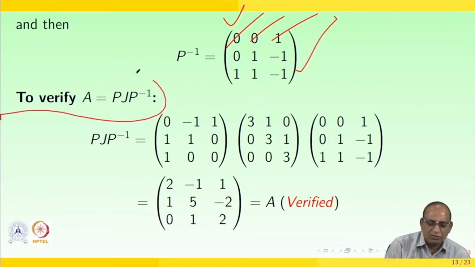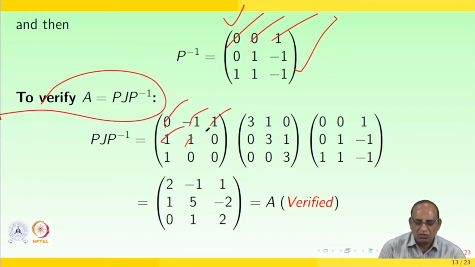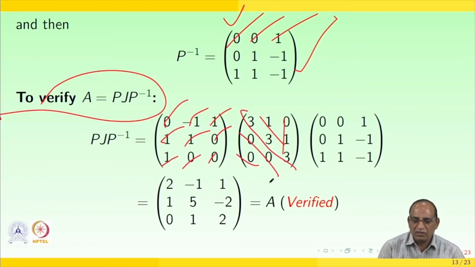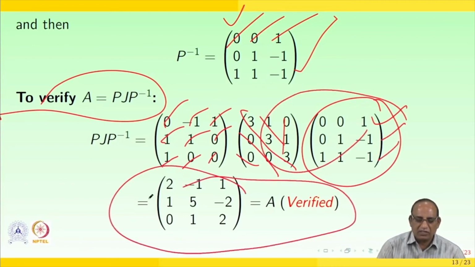So if you multiply P inverse J P, where P is the matrix we found, [0, -1, 1; 1, 1, 0; 1, 0, 0], and J is the matrix [3, 1, 0; 0, 3, 1; 0, 0, 3]. Then P inverse will be like this: [0, 0, 1; 0, 1, -1; 1, 1, -1]. So you multiply this, and ultimately you will end up with the matrix A, which is exactly the coefficient matrix as we have taken in the beginning.